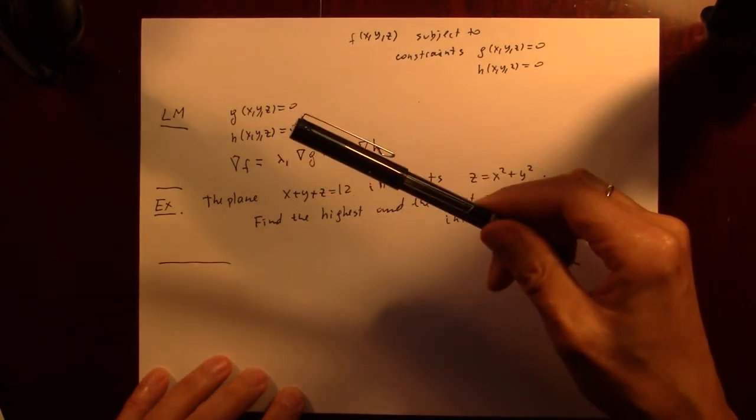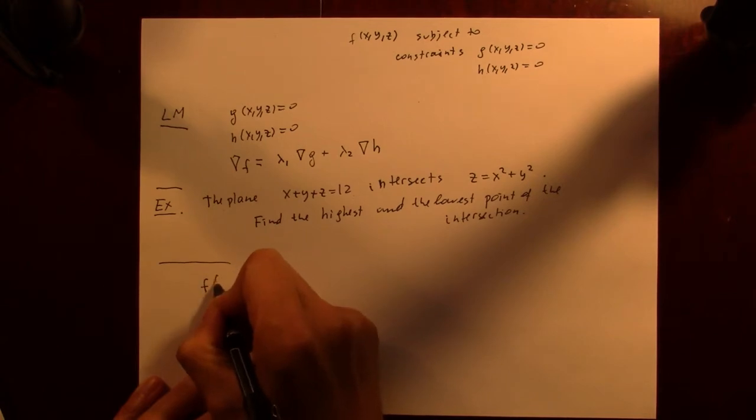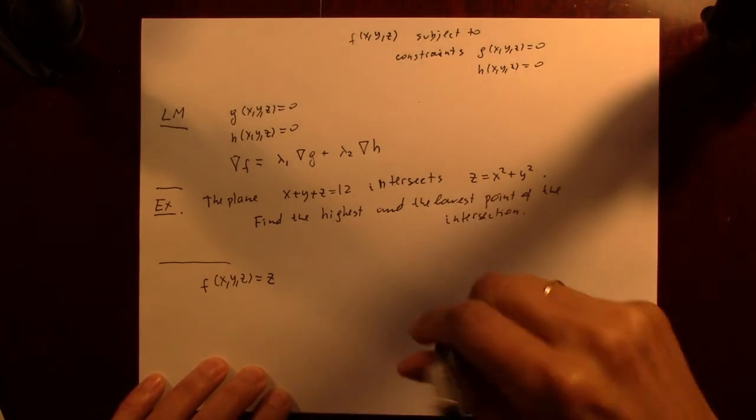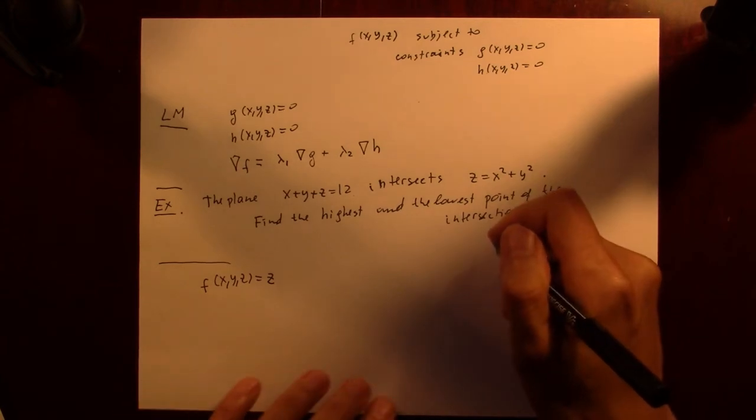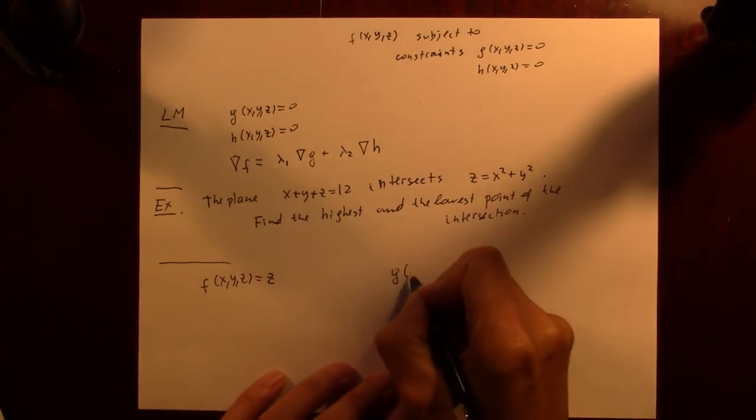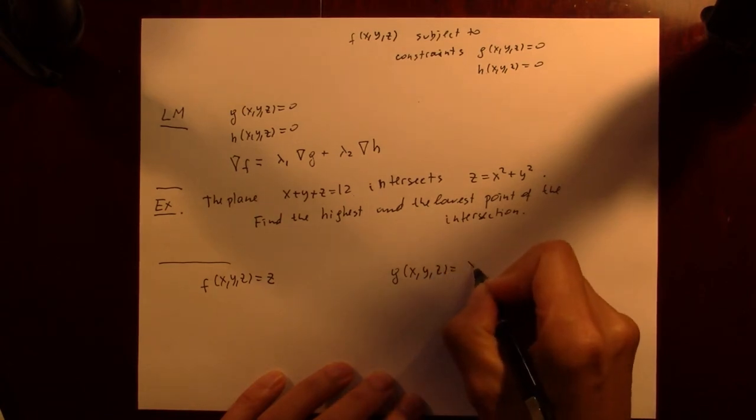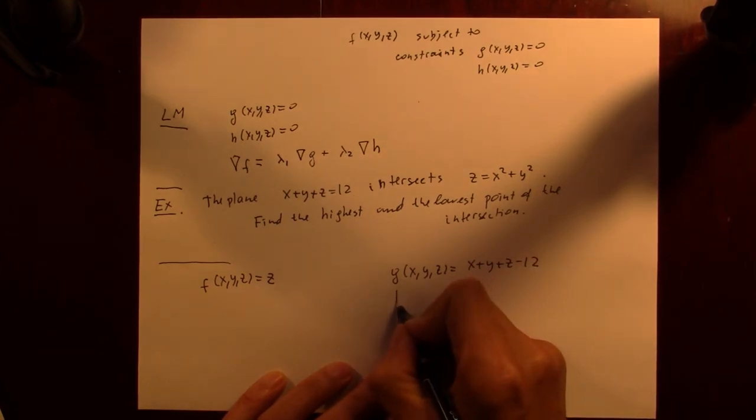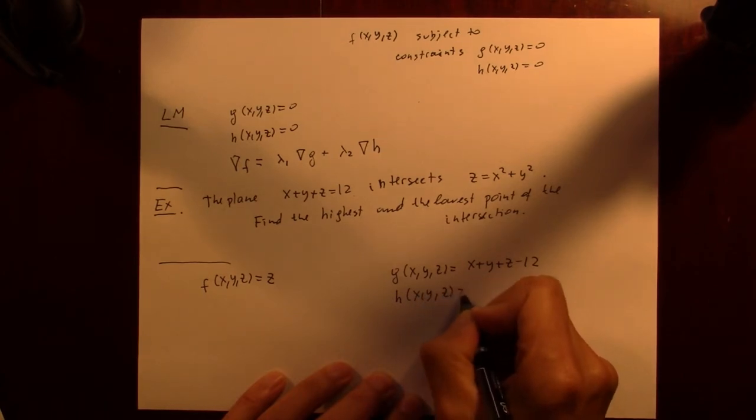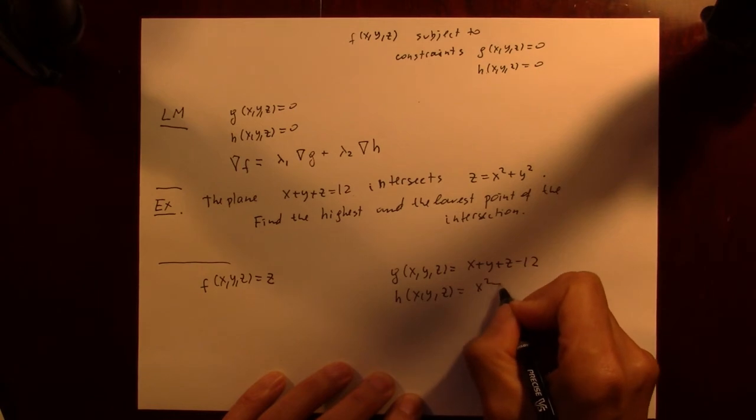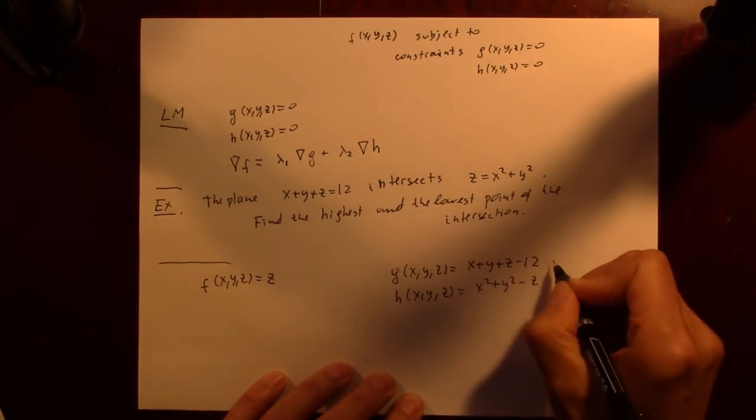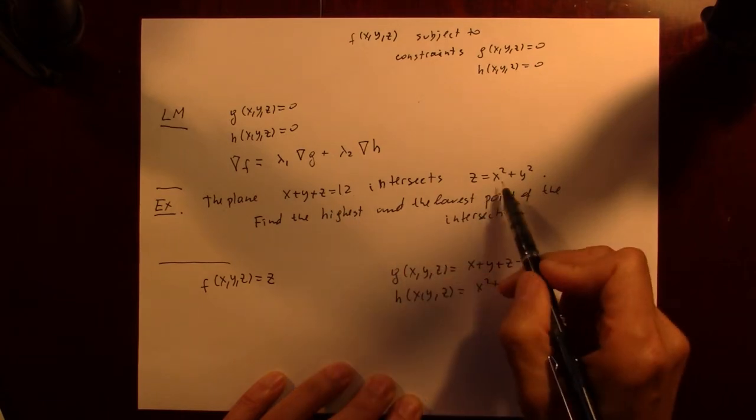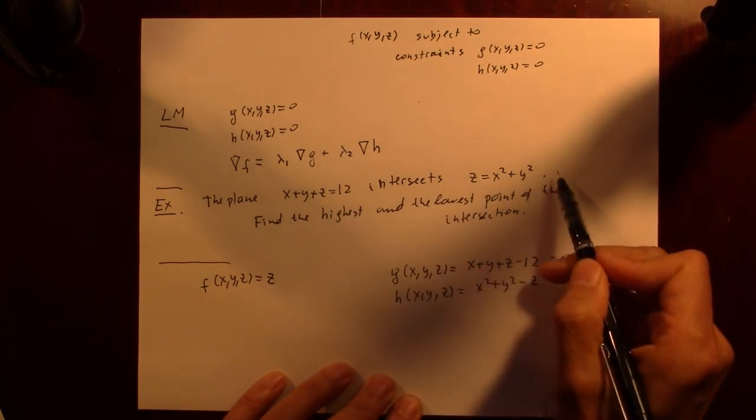We're looking for the highest and lowest point of intersection, so we're looking for the function f of x, y, z, which is just z. So the highest and lowest point is about the z coordinate, and we have two constraints. g of x, y, z is x plus y plus z minus 12, and the second constraint, h of x, y, z, is going to be x squared plus y squared minus z. So the first constraint is essentially saying our plane, x plus y plus z minus 12 equals 0. The second says it's the paraboloid, x squared plus y squared minus z equals 0.